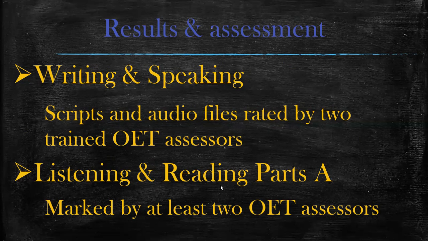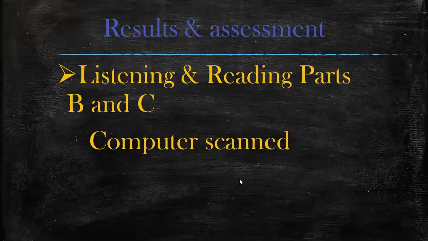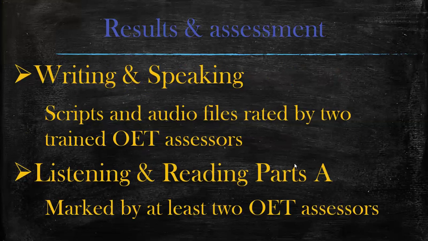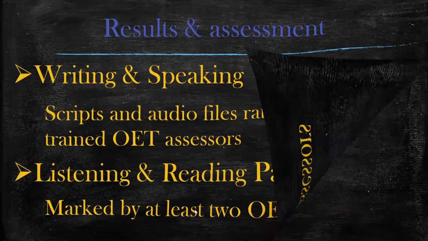The parts A of the listening and reading subtest are also marked by at least 2 OET assessors. And then the parts B and C are computer scanned. Very often, candidates are able to remark their writing and speaking subtests because these are very subjective, although there is an assessment criteria. But then for the listening and reading part, it is quite difficult to have a change in your scores when you go for a remark.